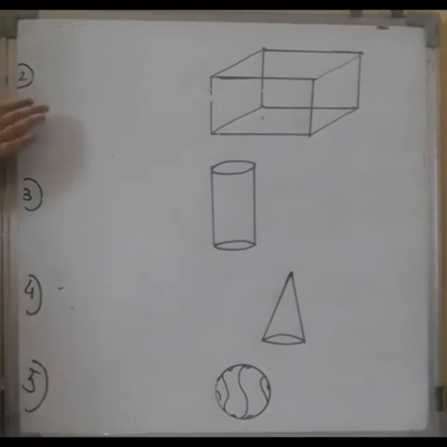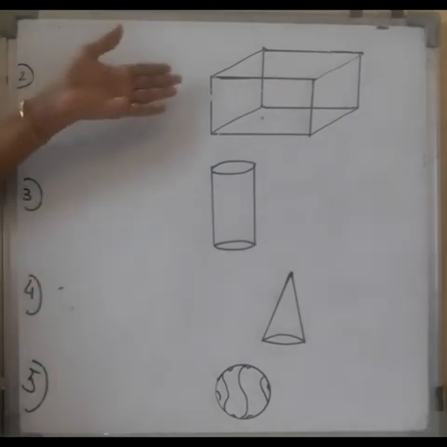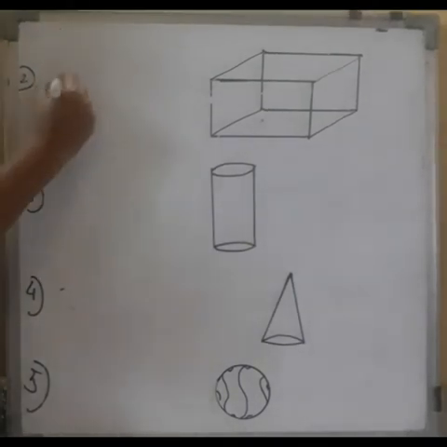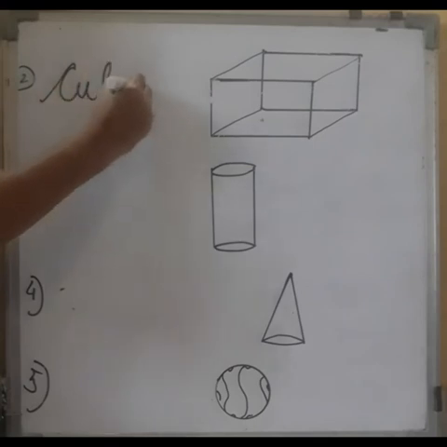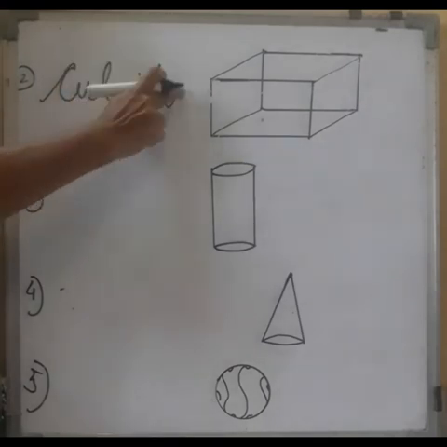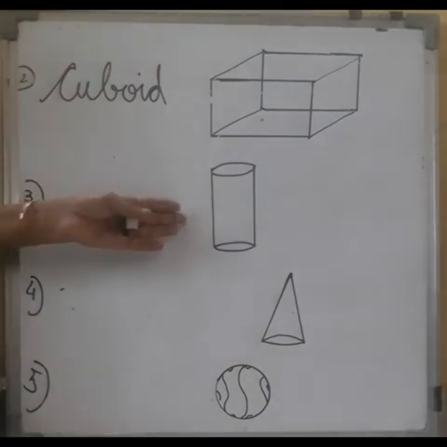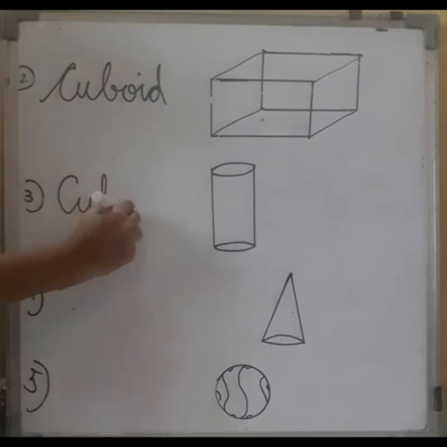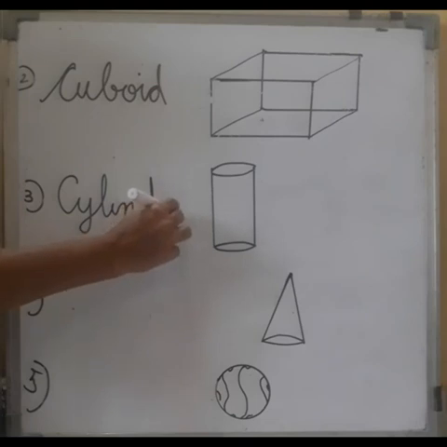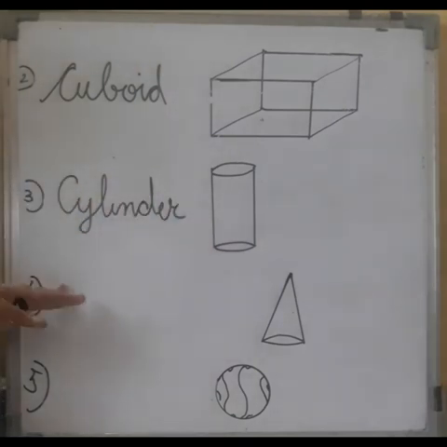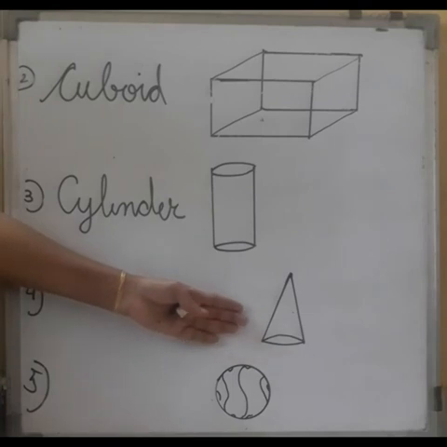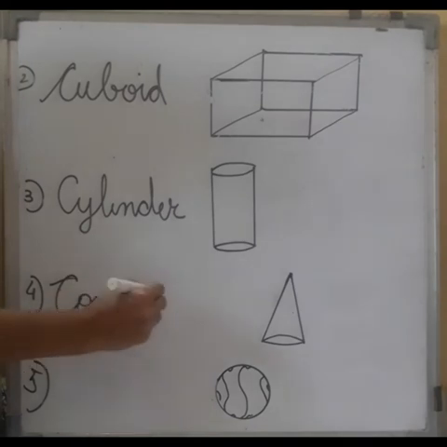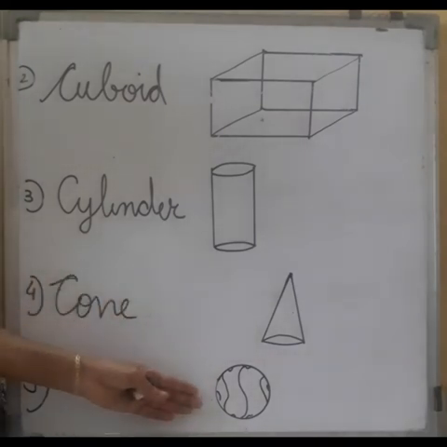Next, solid figures are, see, the second one is cuboid. This is a cuboid. Third one is a cylinder. And the fourth one, this is the picture of a cone. And the last one is a sphere.